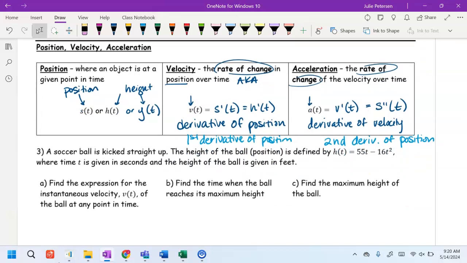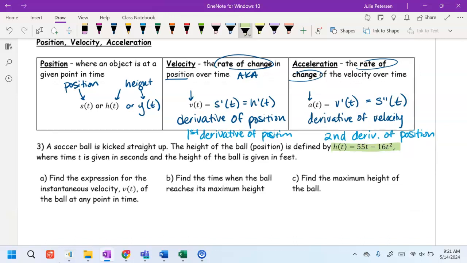Okay, so a soccer ball is kicked straight up in the air. The height of the ball, position, so when you see height, we're talking about position, is defined by this function. So we got h of t, where time is given in seconds and height is given in feet. And it's good to notice these things so that when we find our answers, if our answer is a time value, we remember to label it as seconds. And if it's a height value, we should be labeling it in feet.